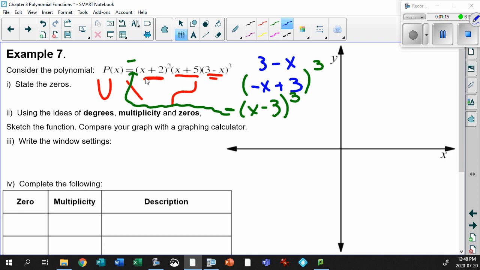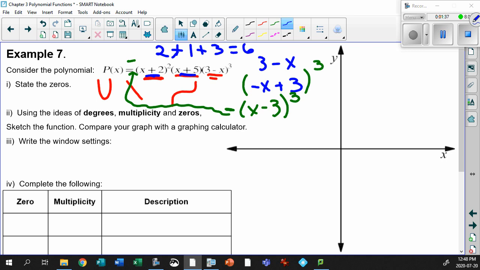Check this out. Multiplicity 2, plus a multiplicity of 1 from this one, plus a multiplicity of 3. So look what I've got. I've got degree 6. So that means I can have potentially up to 6 intercepts. Yikes. Okay, so let's figure out what those wonderful zeros are.